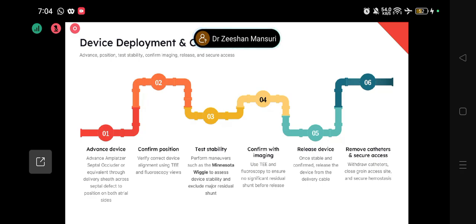So confirm the position not just with fluoroscopy. Always do a transthoracic or transesophageal echo. Check stability with the help of a Minnesota wiggle. It's like kite flying. When you are flying a kite, you put some strain on the thread so that the kite stays in the air. Confirm with the imaging before releasing the device. Release the device, remove the catheters and secure the access.